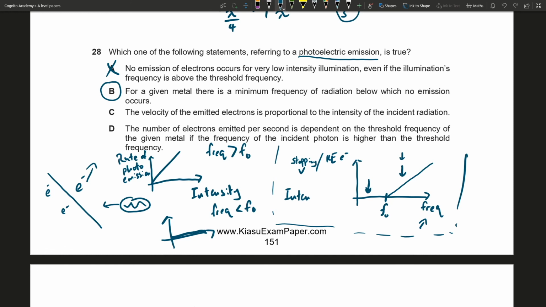emitted electrons. So if you shine a higher intensity, more electrons will be emitted in a given time, but they will all have the same KE. So C is not true.